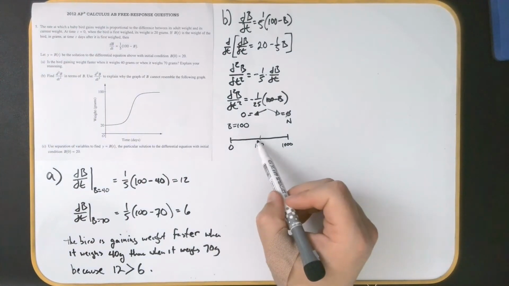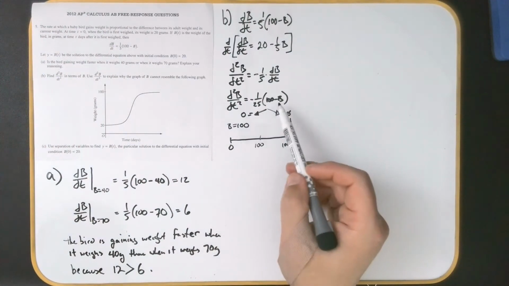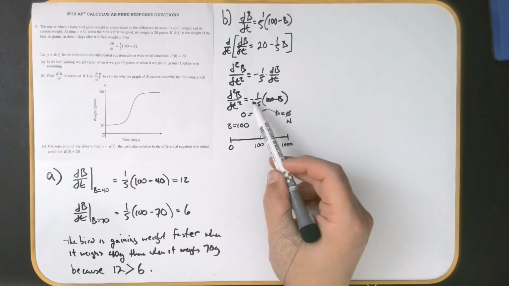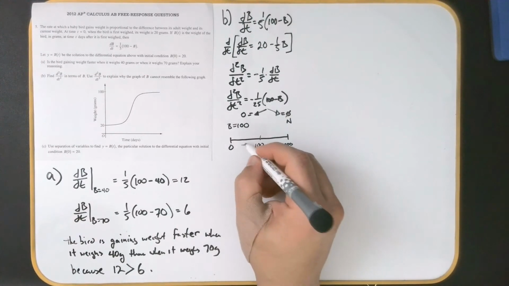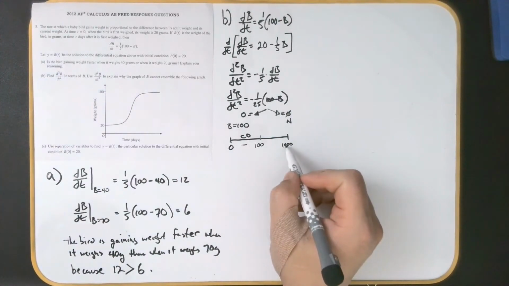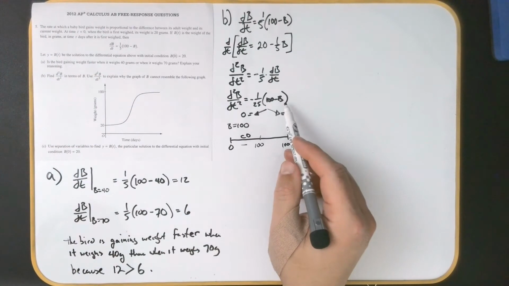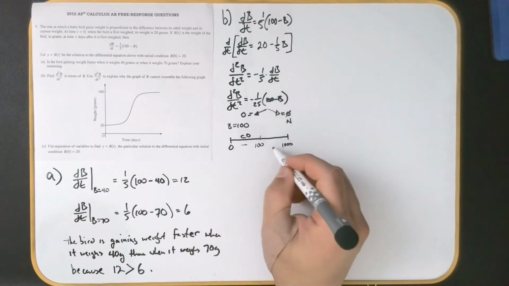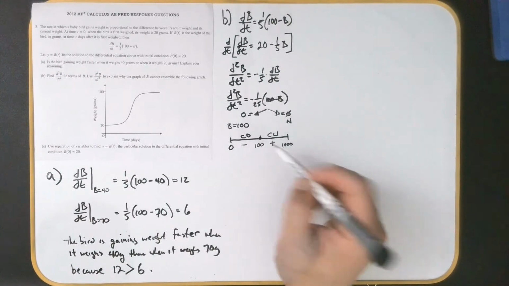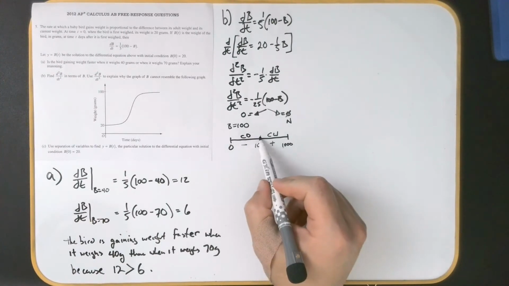Any number in the interval 0 to 100, let's pick 50. If you put it in here, 100 minus 50 is positive. Positive times a negative is a negative. This would be negative and concave down. Pick any number more than 100. 100 minus that is going to be a negative number. Negative times a negative is positive, and you would be concave up. So it looks like we have an inflection point at 100.